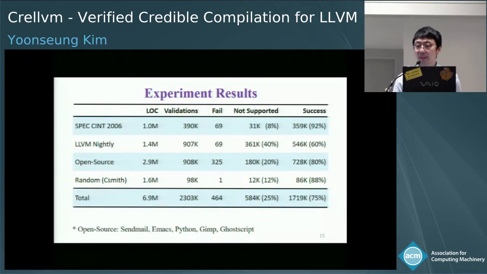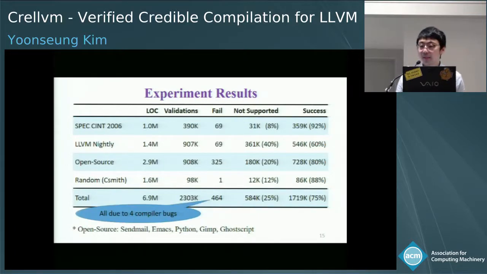In the experiment, we tested the Crellvm framework with large benchmarks, including SPEC benchmark, LLVM nightly test suites, 5 large open source programs, and random programs generated by CSmith. So in total, about 7 million lines of C code, which generated 2.3 million validation tasks. Among them, we detected 464 validation failures, all of which were due to the 4 compiler bugs we found.